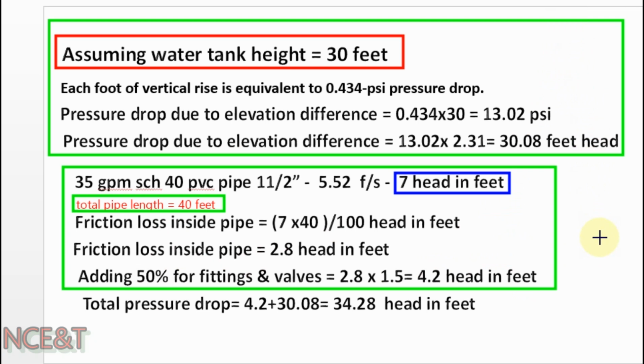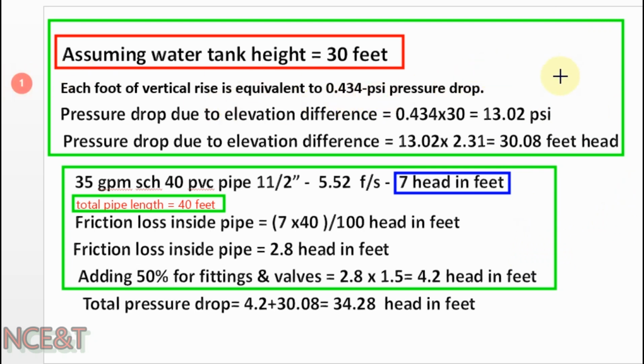When this pump located at the ground floor will work, it will lift the water from the ground to the roof where we place the water tank. Then there will be two types of pressure drop. One will be due to the elevation difference, and the second will be due to the friction loss inside the pipe when the water flows inside it. Let us calculate the first one.